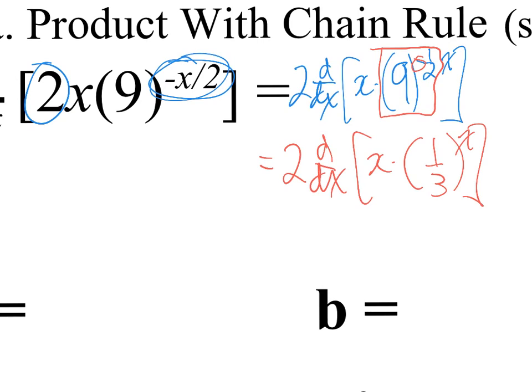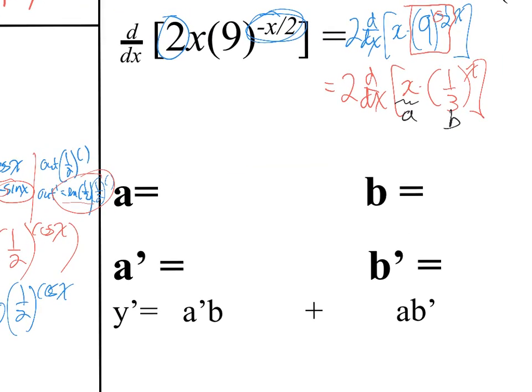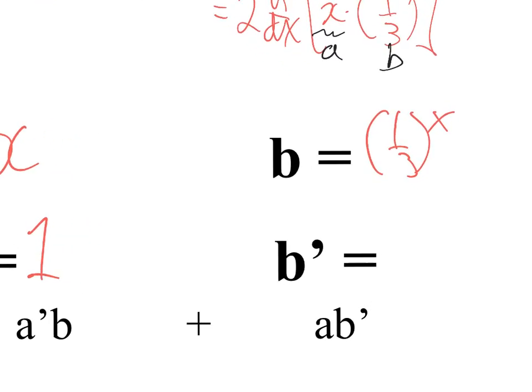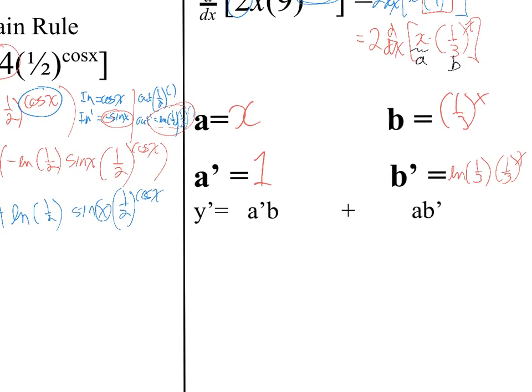Well, now I've got no need for the chain rule, but I definitely have the product rule with a and b. Okay, so let's go through that. So in this case, a is worth x. A prime, the derivative of that is 1. B is 1/3 to the x. And we know that b prime is ln 1/3 to the x. Okay, so ln b times b to the x. And then I put it into the formula for the product rule: a prime b plus ab prime.